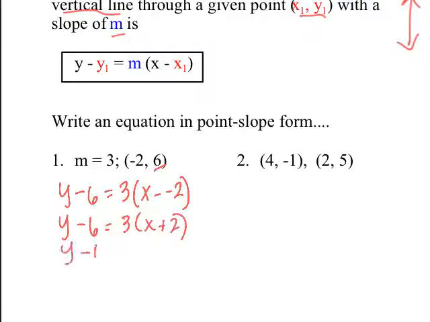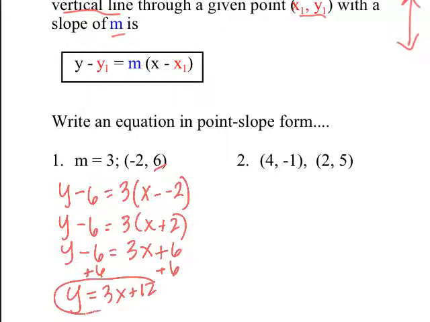Now I'm going to distribute the 3. And then I'm going to add the 6. And I end up with y equals 3x plus 12. And we could graph it to make sure we're right. You know, if you plot that and then walk the slope, you will get this line.